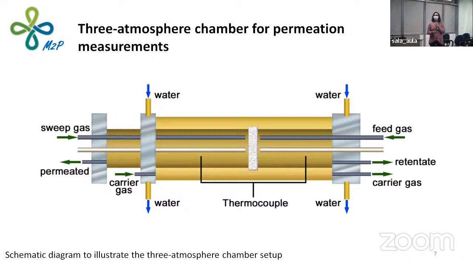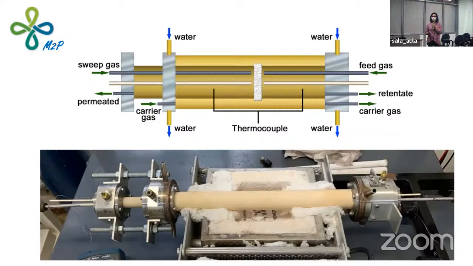So this is a picture of this 3-atmosphere chamber. We have this larger diameter ceramic tube. On the left is the sweep side of the membrane where we attach the membrane. This ceramic membrane is attached to this permeated side. We use a ceramic sealant that is composed of aluminum oxide, titanium dioxide, and calcium oxide. It is a mixture of these three oxides.